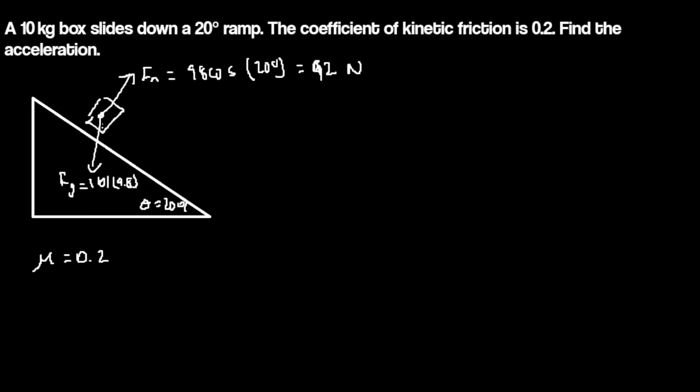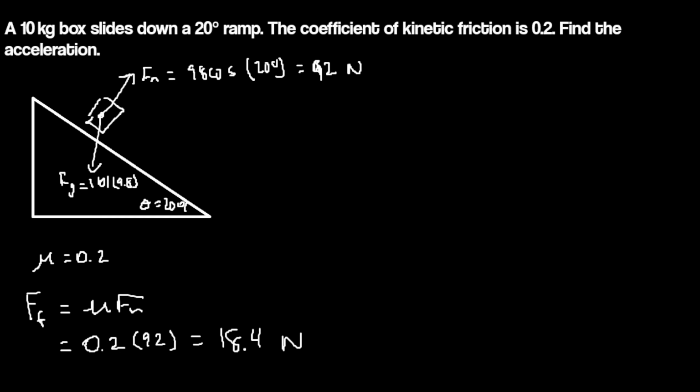And we have to find our frictional force. So how we find our frictional force is Ff equals mu Fn. This is where our normal force comes in. So we get Ff equals 0.2 times our Fn, which is, let's see, 92. And when we solve that, that gives us 18.4 newtons.